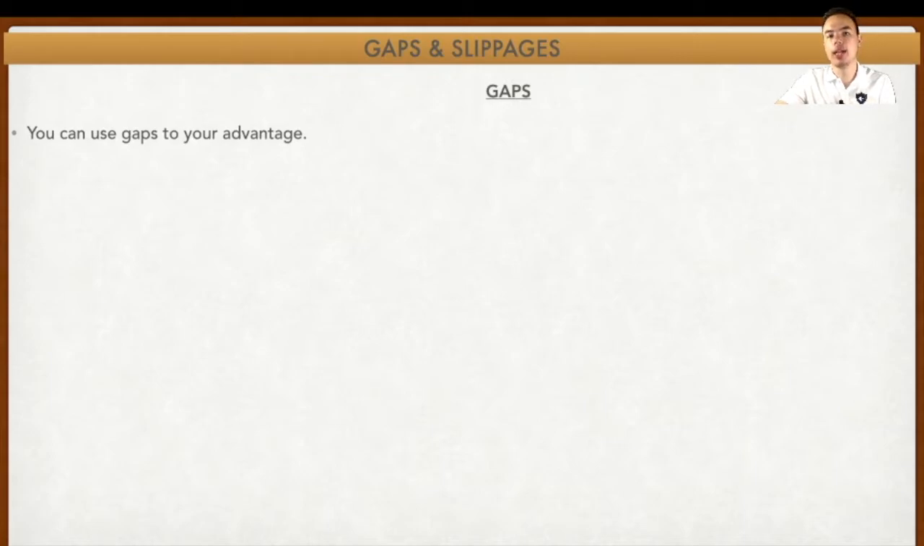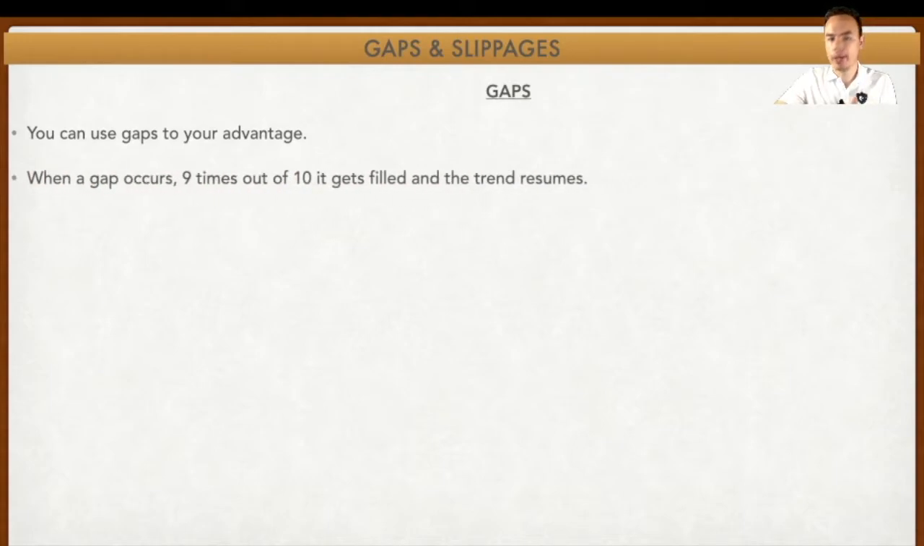Why I'm telling you about gaps is you can use gaps to your advantage. When a gap occurs, 90 to 99% of the time that gap gets filled. So if price is pushing up and a gap happens, and let's say price carries on going up, price will eventually come down to fill that gap, and then it will continue going up.